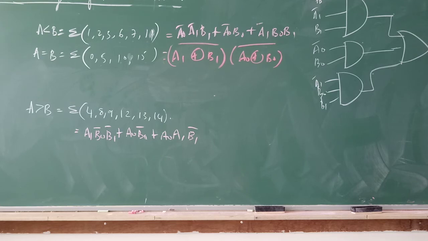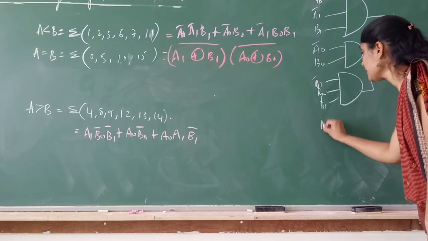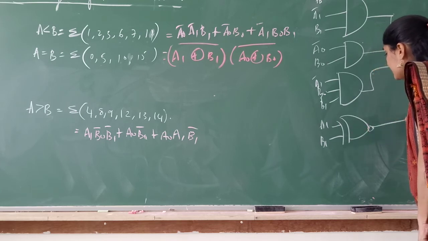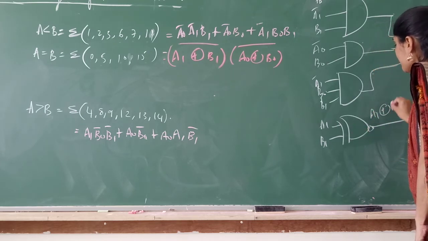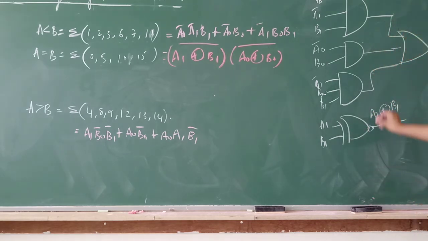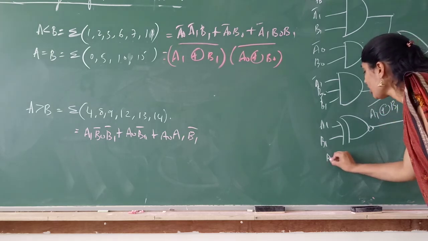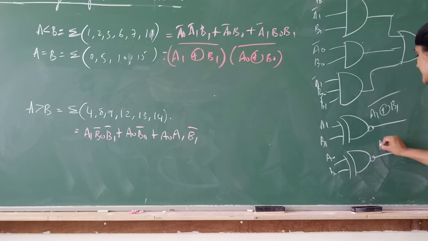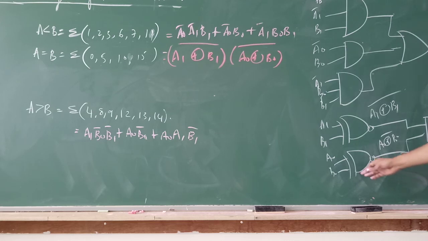Now A equal to B is what? A1, B1, give these to an XNOR gate. So this is A1 XNOR B1. Similarly, we have A0, B0, give these to an XNOR gate. So this is A0 XNOR B0. Give these to an AND gate. So now it will be A equal to B. Correct? Similarly, for A greater than B, hope you can write the equation.